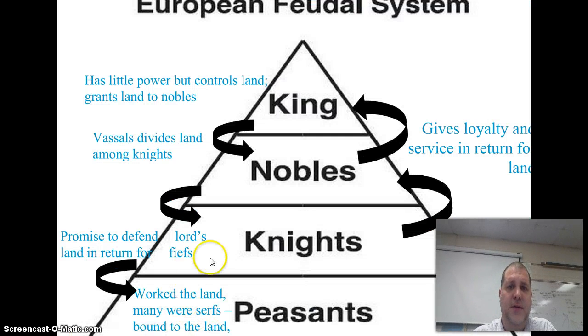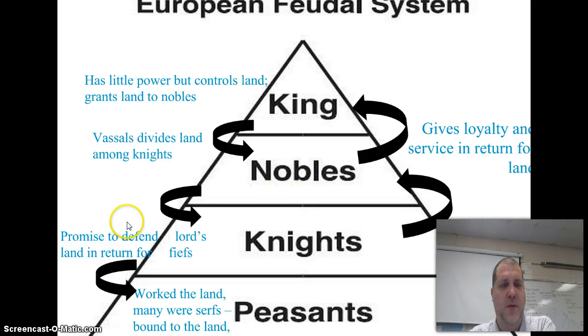The European feudal system is somewhat neat. You have the king, who doesn't have a lot of power, but he controls land, and by doing so, he's going to give land to these nobles, and the nobles are in turn going to give their help to the king when it needs to be. This is where they're going to give loyalty and service in return for land.